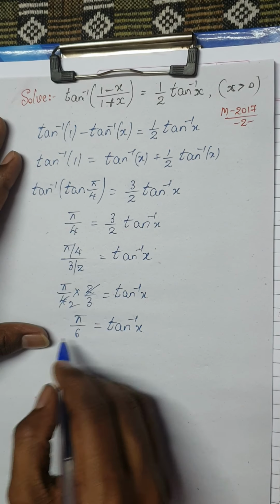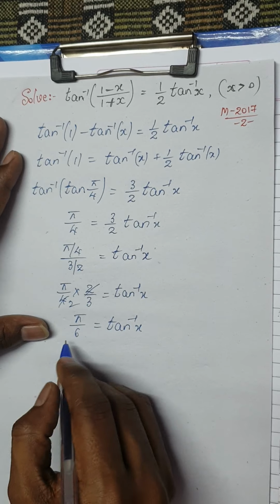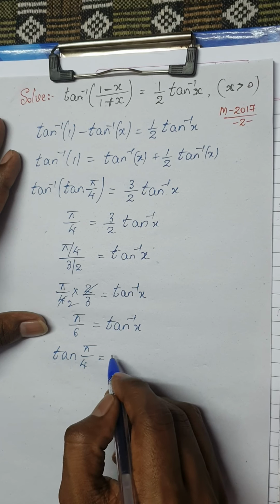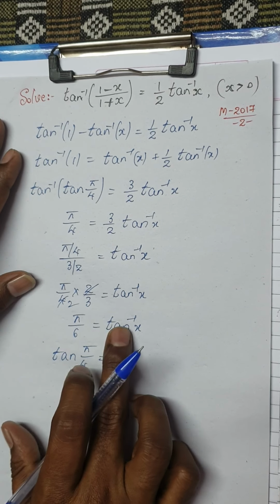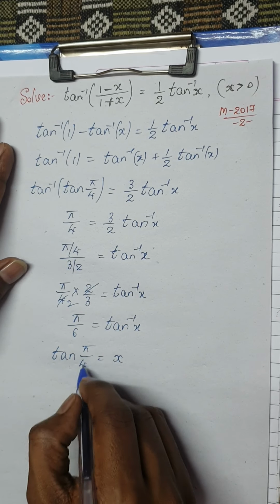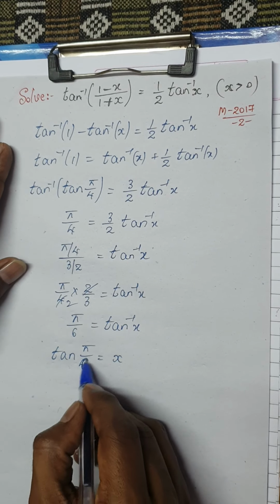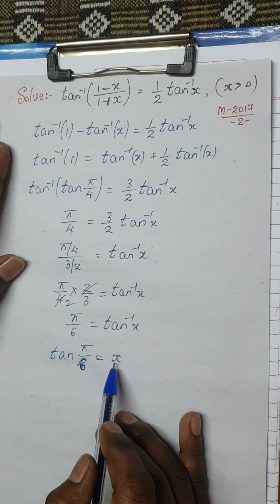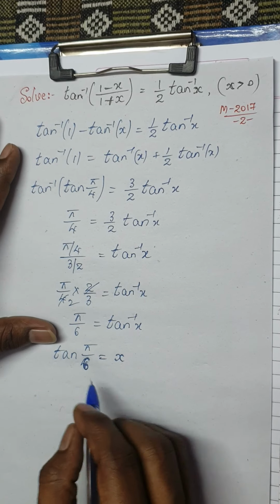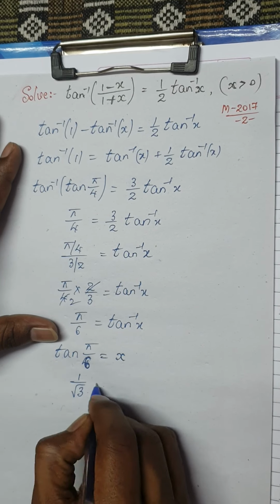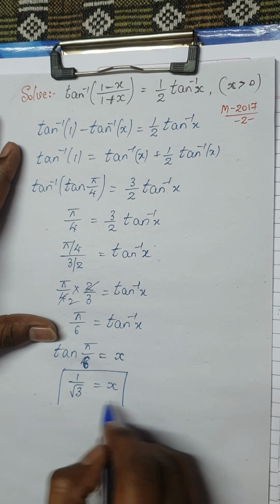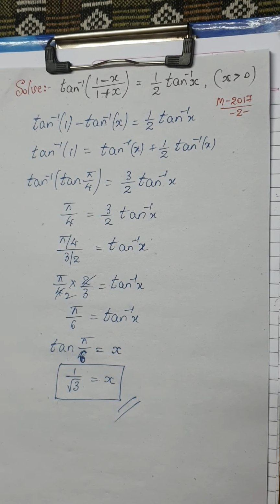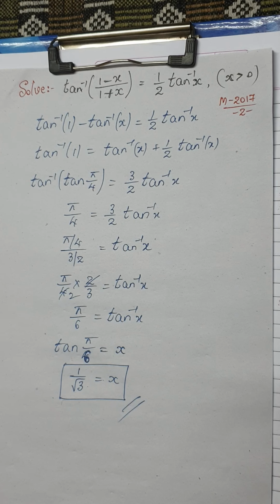Now apply tan on both sides. I will get tan pi by 6 is equal to, as I told you, tan and tan inverse will be cancelled, and I will just get x. What is tan pi by 6? Tan 30 is 1 by root 3. So 1 by root 3 is equal to x, the required solution of the given equation. It's a very easy question. If they give you this, you can easily solve it for 2 marks.